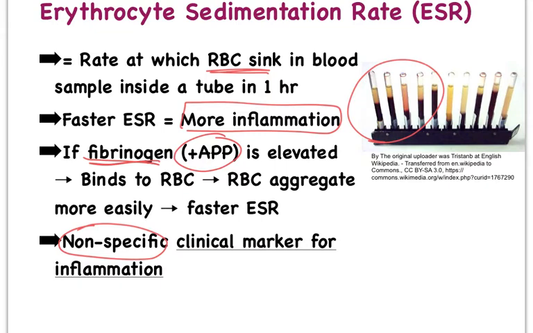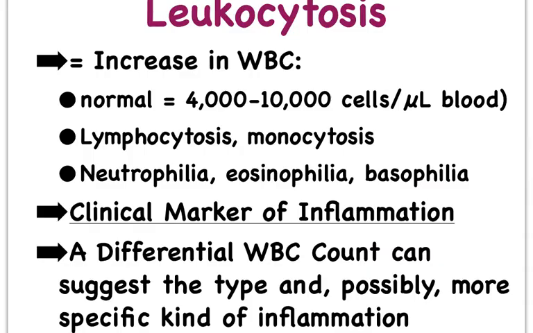So all of these different clinical markers together on a blood report can help a doctor perhaps pinpoint better where or what the problem is in a patient. A severe increase in white blood cells called leukocytosis could also be indicative of an inflammation. And there are specific terms for that.